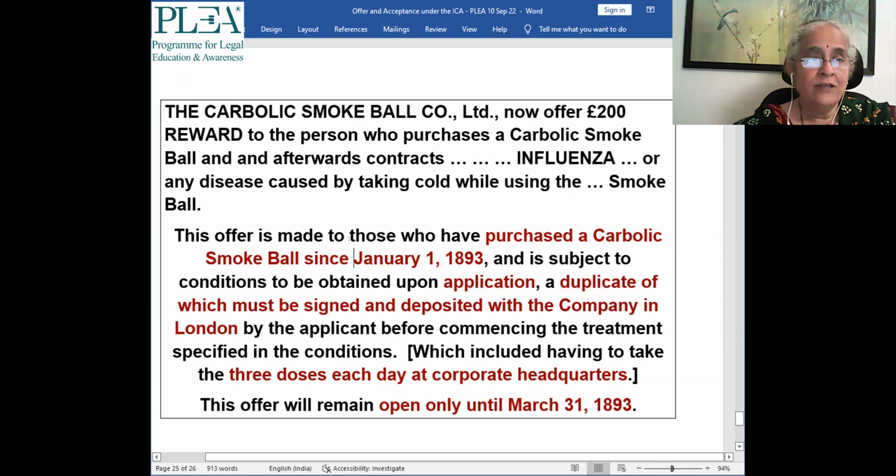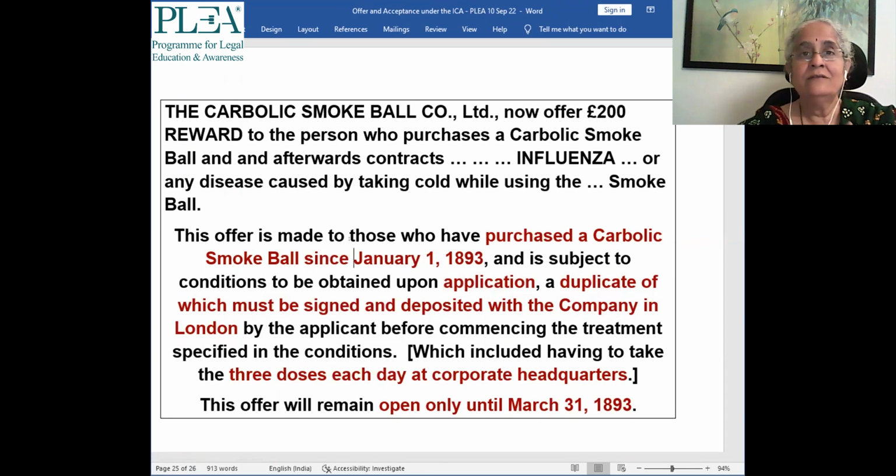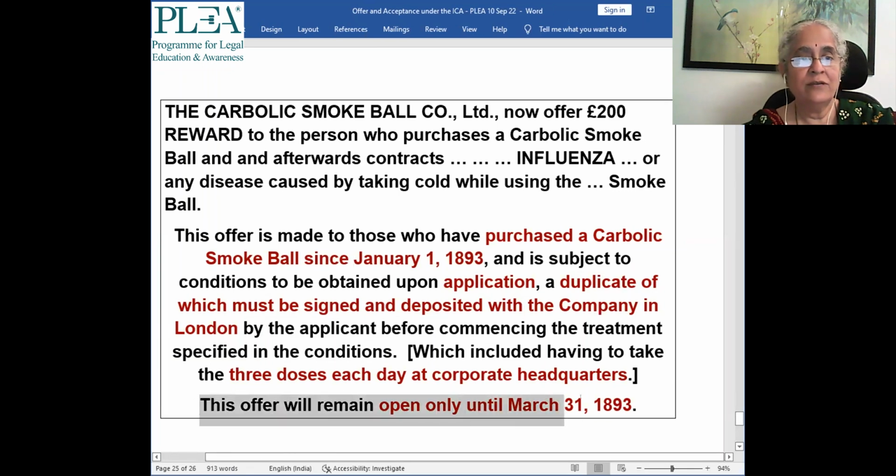Now, when you saw those applications, it also contained a condition that you must come and take the 3 doses at the company headquarters. So you come to our office, you take the 3 doses there, and then if you catch influenza, and provided you have purchased the smoke ball after this date, then we will pay you £200. And then it also said that this offer will remain open only until 31st of March.